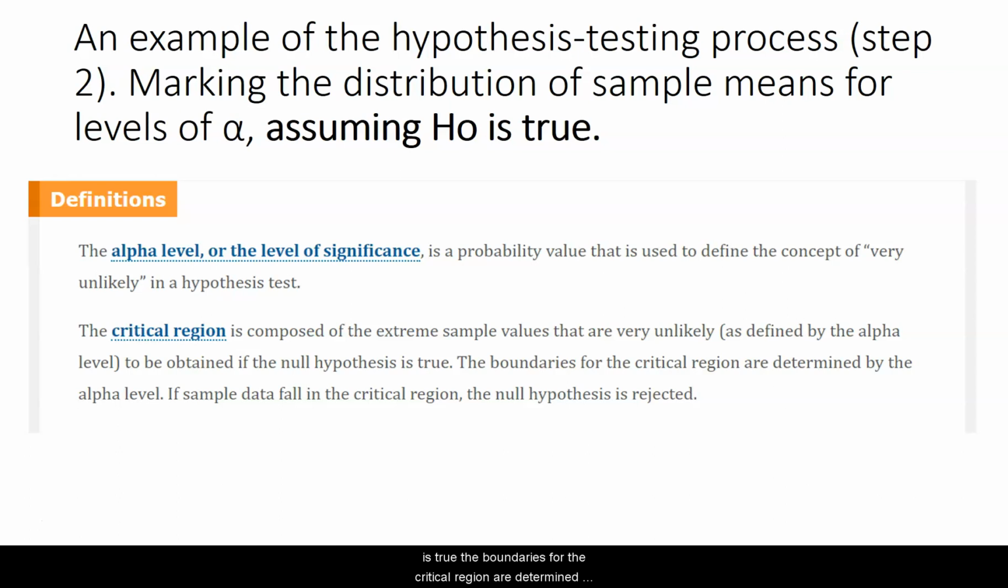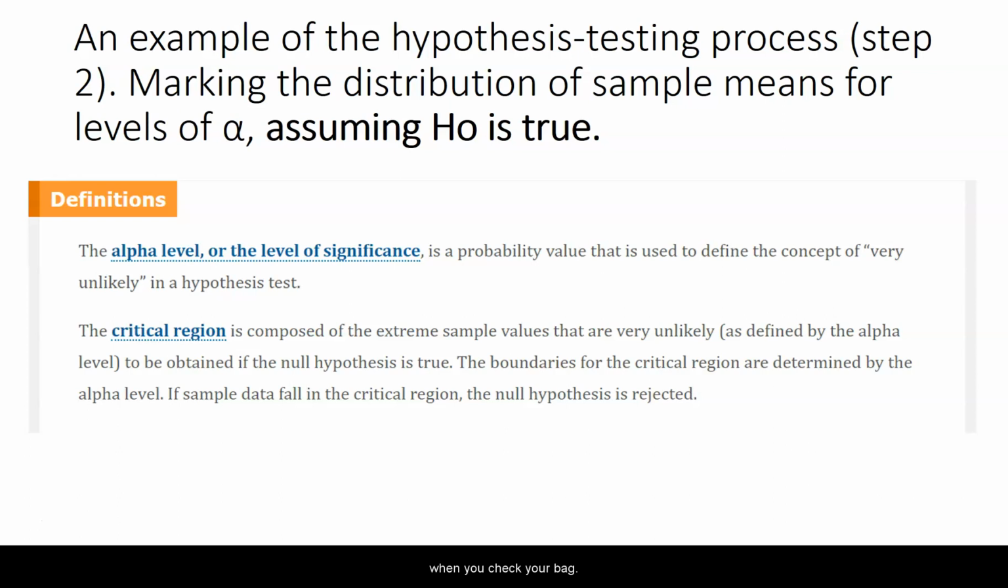The boundaries for the critical region are determined by the alpha level. So let's check that out. And by the way, again, if the sample data fall in the critical region, the null is rejected. And it's a binary decision. There are no tweeners. It's either rejected or it's not. It's like going to the airport. I always give this example.